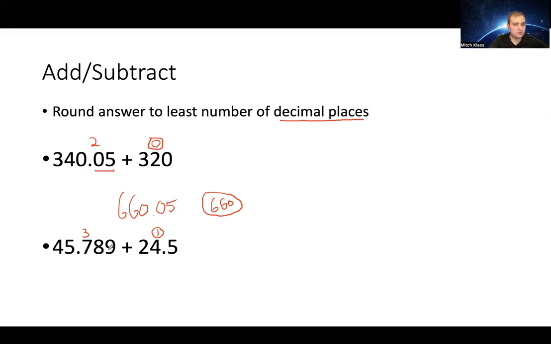45.789 plus 24.5. So my raw answer is going to be 70.289. Okay, now I just want 1 decimal place, so the 8 carries over into the 2. Therefore, I'm going to get 70.3 as my final answer, since we're only rounding to 1 decimal place.